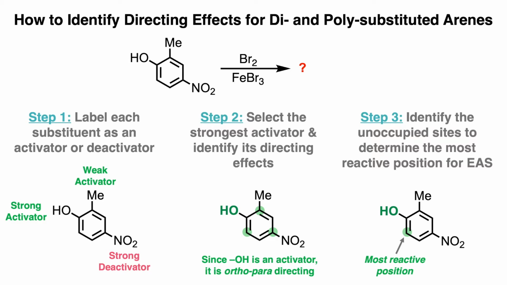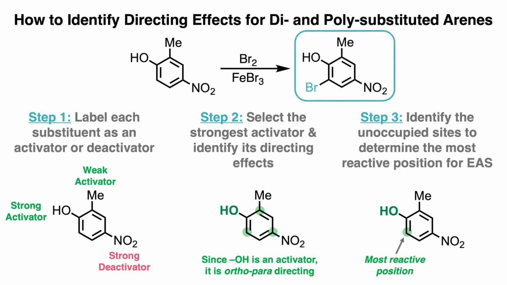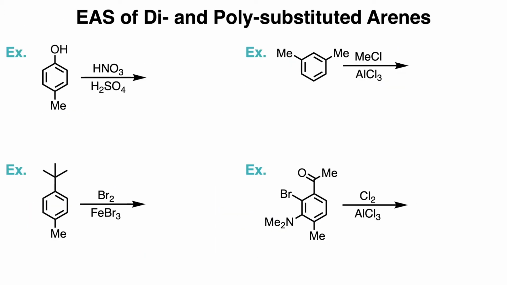This means that aromatic halogenation should only occur at this spot, the most reactive position. So the final product of this aromatic halogenation reaction shows that the bromine atom is ortho to the alcohol group. Let's do some more examples, starting with the reaction in the upper left-hand corner.